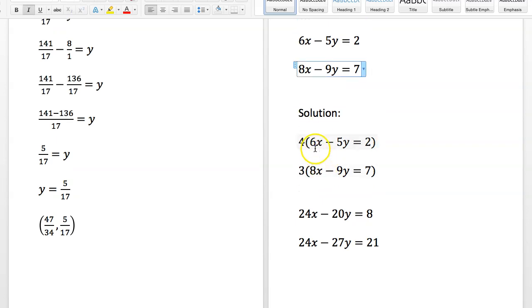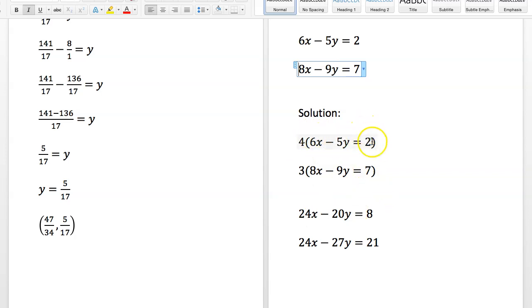We wanted 24, the least common multiple. But the price we had to pay, we had to distribute 4 across the whole top guy, 3 across the whole bottom guy. 4 hit everybody up top multiplicatively. 4 times 6, 4 times 5, 4 times 2.